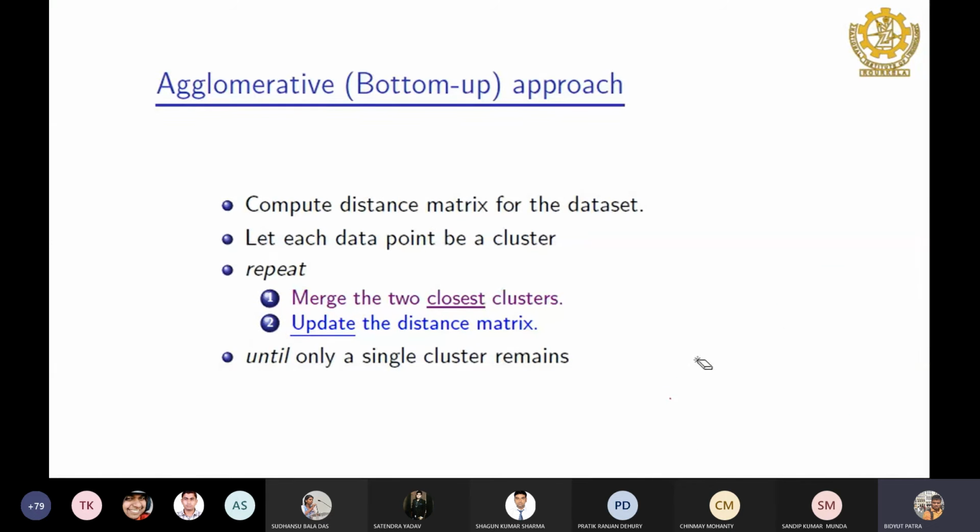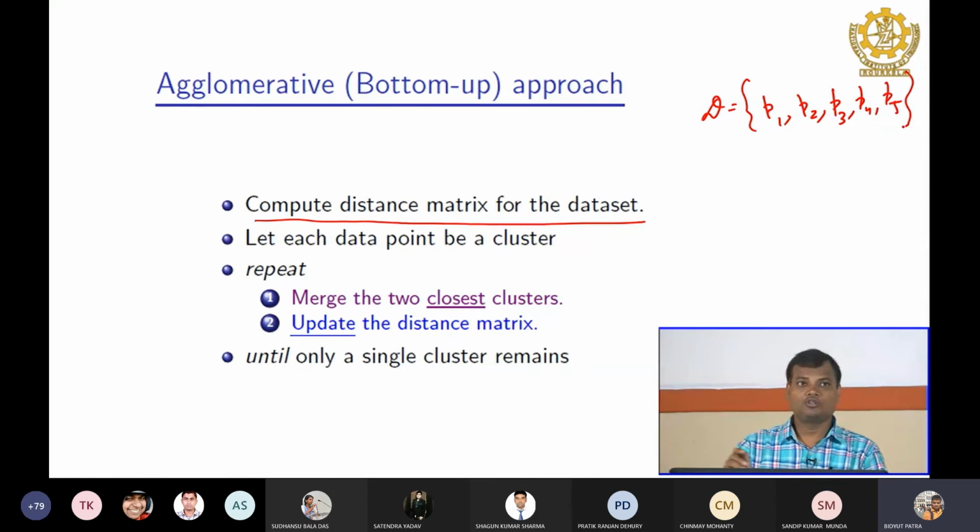Okay. How do we proceed? We will be given the data set without labels. That we know, because we are talking about unsupervised learning. So what is the first step? Compute the distance matrix for the data set. What is a distance matrix? Suppose in the data set you have the points, let's say P1, P2, P3, P4, and P5. So you have 5 points.